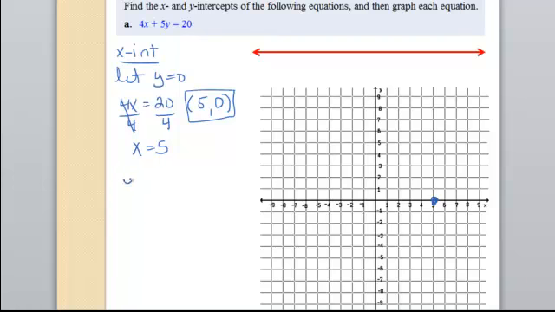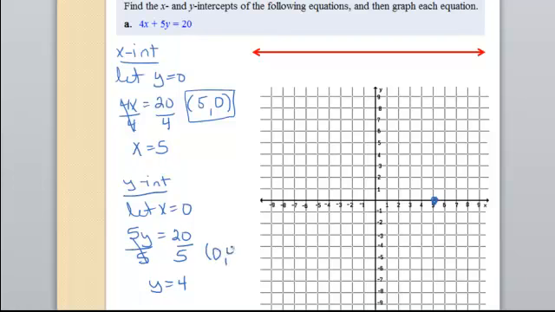Okay, to find your y-intercept, you let x equal 0. Well, if x is 0, 4 times 0 is 0, this whole term goes away. So you're left with 5y equals 20. When you divide by 5, you get y equals 4. So your y-intercept is the point (0, 4), which is here.